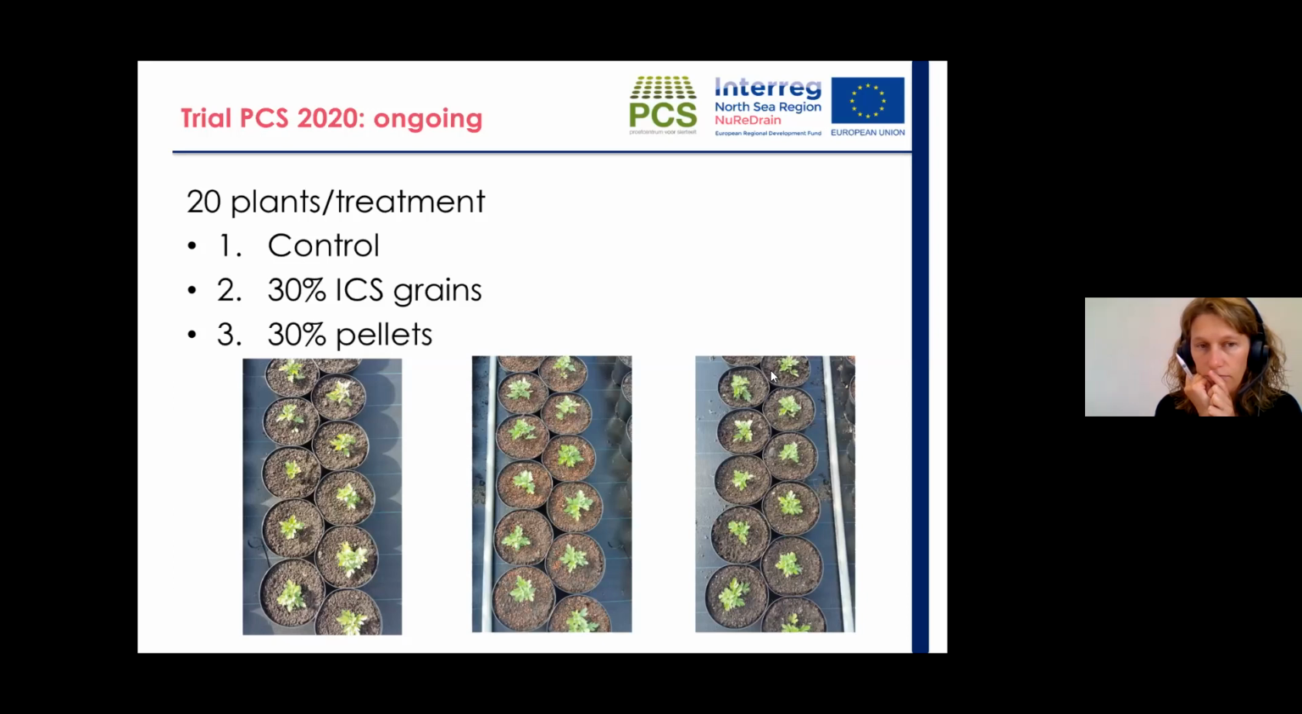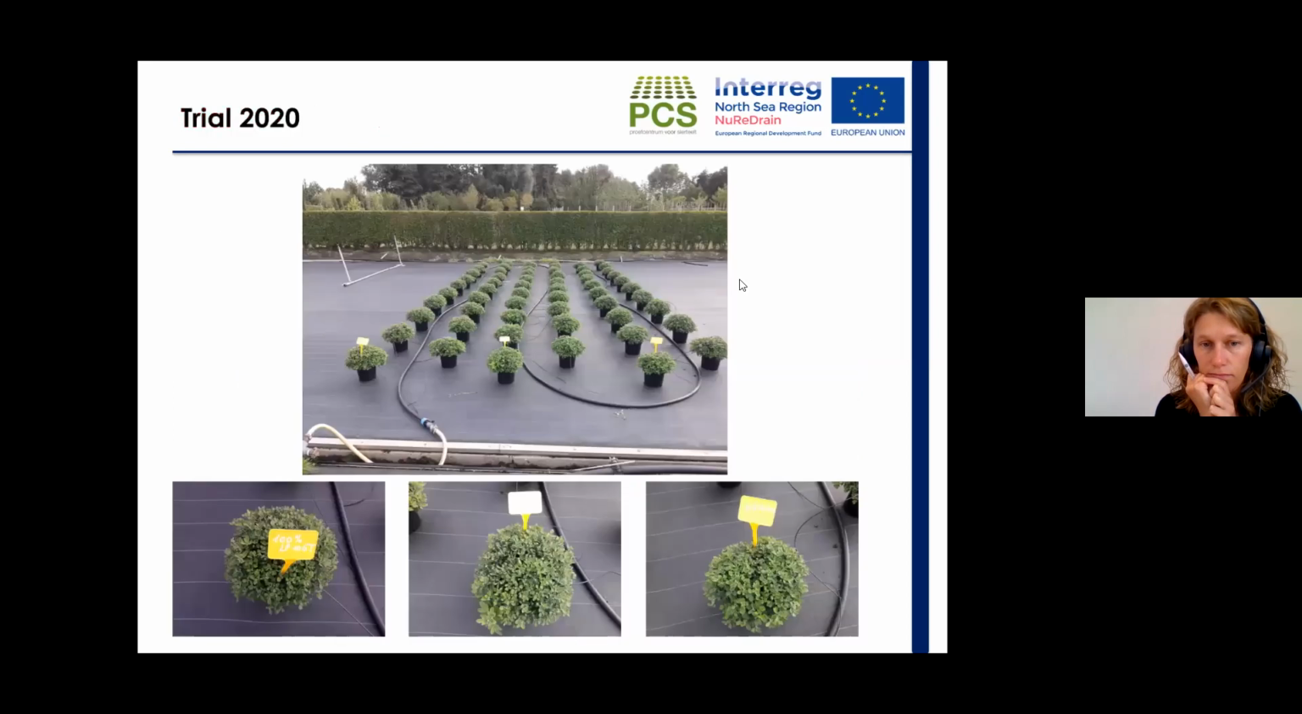So therefore, we used also saturated pellets into the substrate, and we mixed also 30% of them. And then you see here an overview of the trial. I think some weeks ago I took the picture, and I see no difference at all in growth between the different treatments. So they look all the same. We didn't do any measurements yet, but visually they look really the same.